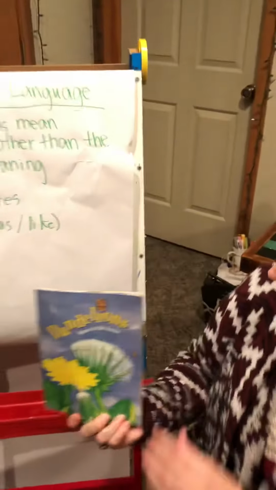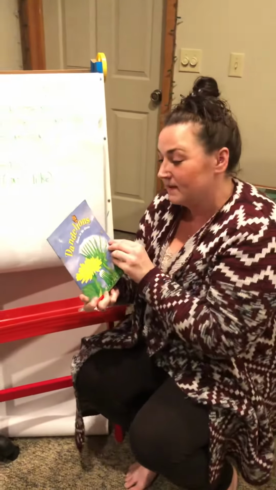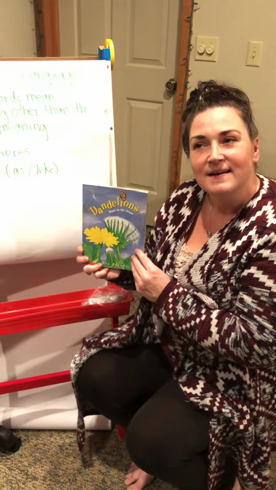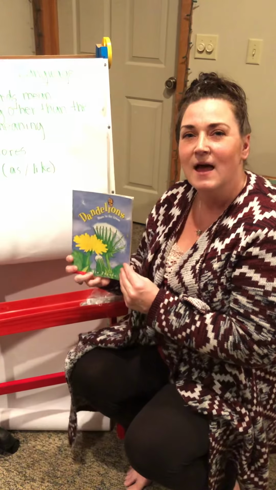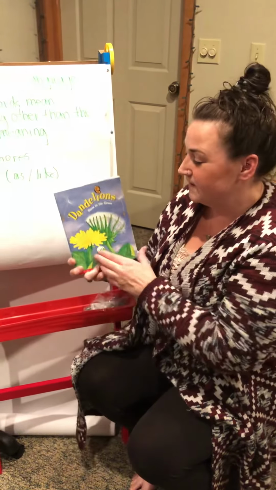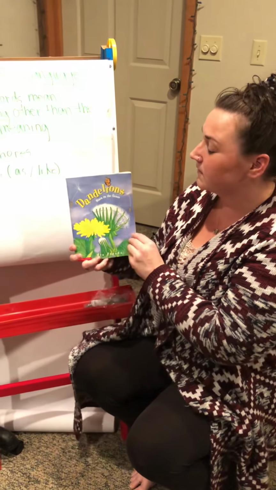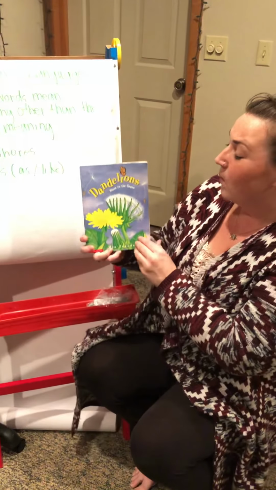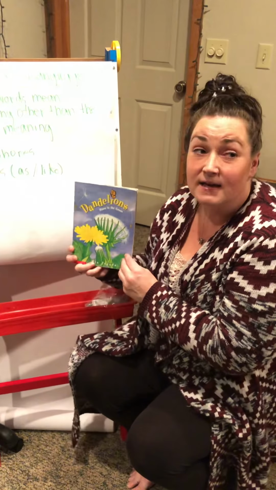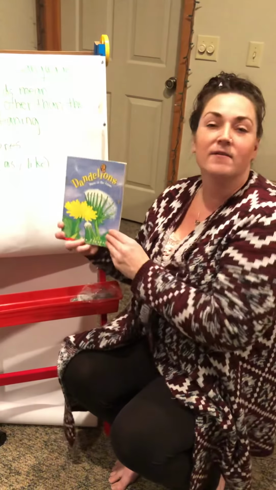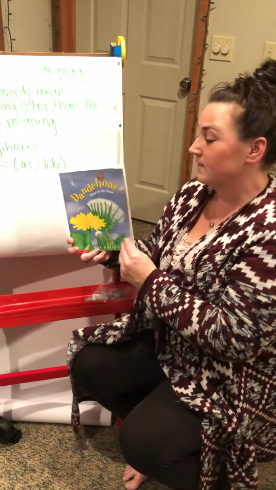So, why do you think the author uses those metaphors and similes? Why does she call dandelions stars in the grass? How does that add to the story and really help us visualize these dandelions? This whole book talked all about what that dandelion looks like. And she didn't just say, dandelions are pretty, they are yellow. There was a lot of description.